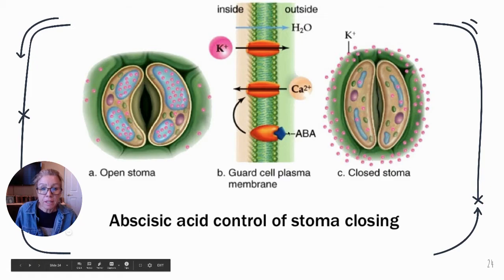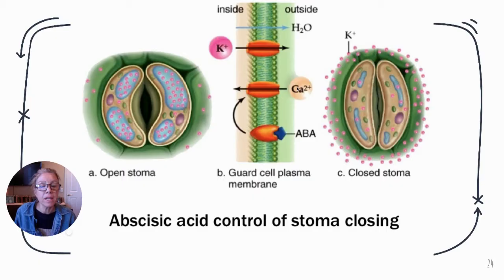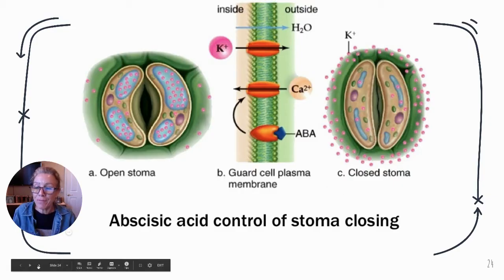So here you can see abscisic acid binding to a receptor. Lo and behold, what's happening again? Second messenger, calcium is coming in to the cell, which then causes potassium to leave the cell, which then causes the vacuoles to get smaller. So they're not pushing the stomata open because they don't have that turgor pressure, and they're becoming more flaccid, and it's closing the stoma. Okay, so closing stomata under water stress. All right, we have one more hormone to go.